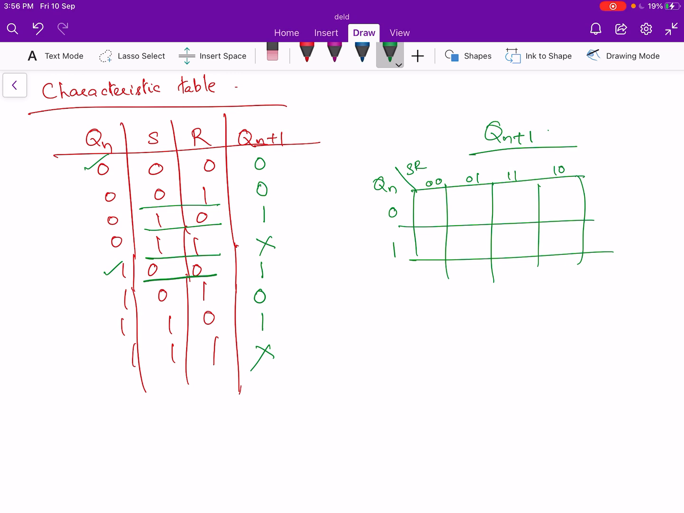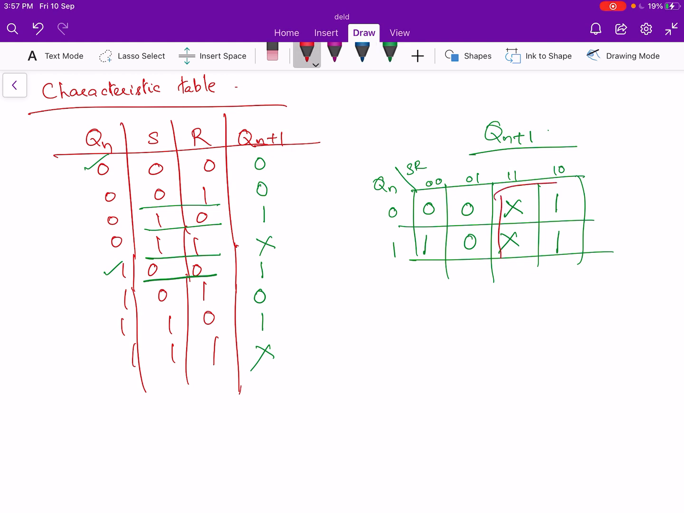Corresponding to 0, 0, 0, Qn plus 1 is 0. Next 0, 0, 1, it is 0. Next 0, 1, 0, it is 1. 0, 1, 1, don't care. 1, 0, 0, 1. 1, 0, 1, 0. 1, 1, 0, 1. 1, 1, 1, don't care. Now we can do the grouping.